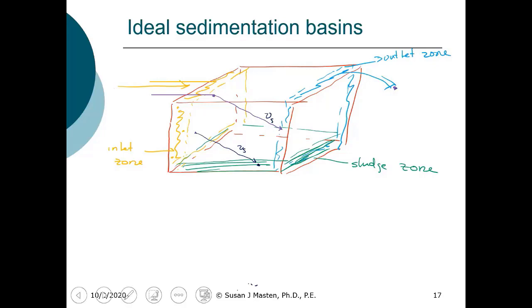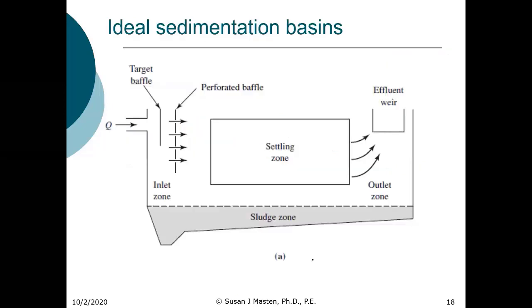So let's draw a different one. So let's take this particle here. Actually, we'll give it the same settling velocity. So this green particle settles, is it removed or not? No, because it hits the sludge zone. On the other hand, if it entered here, it would be removed. So this is just another schematic attempting to show the same thing.